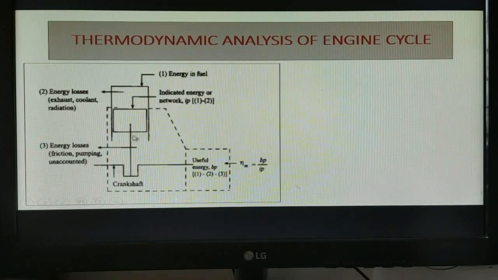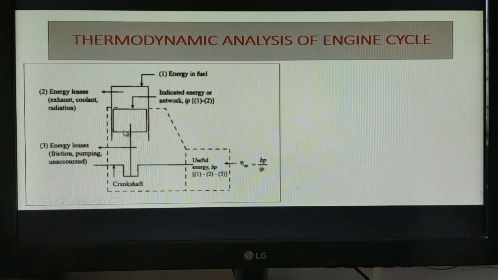So when the piston is reciprocating, moving down, it will convert the reciprocating motion into the rotary motion of the crankshaft. So the output power, or the useful power that we are getting at the crankshaft, is known as the brake power. So this power that we are getting at the crankshaft is known as the brake power.